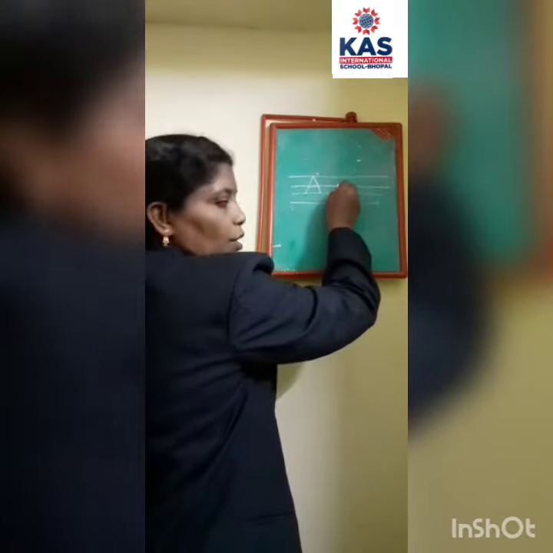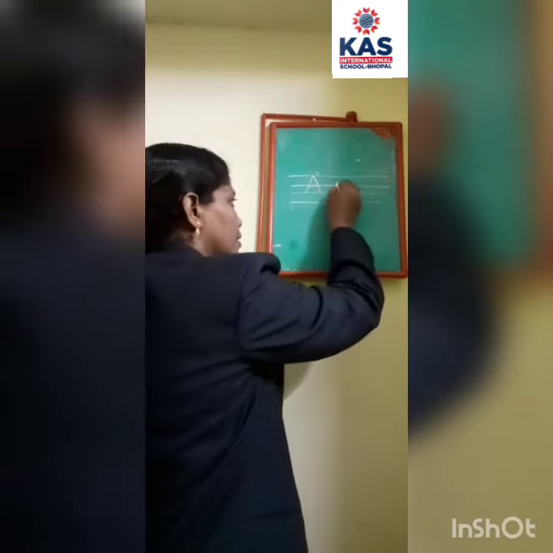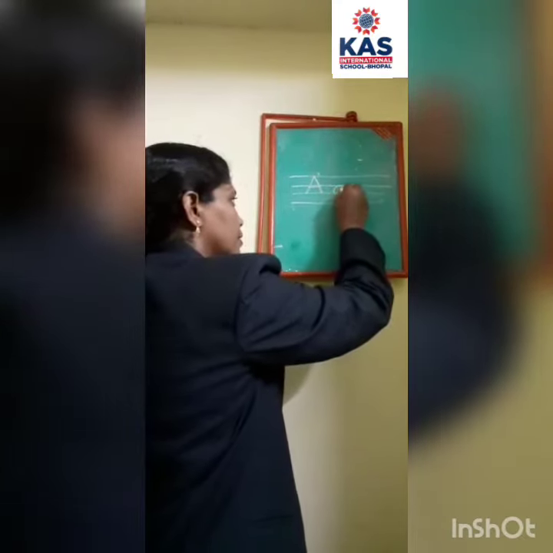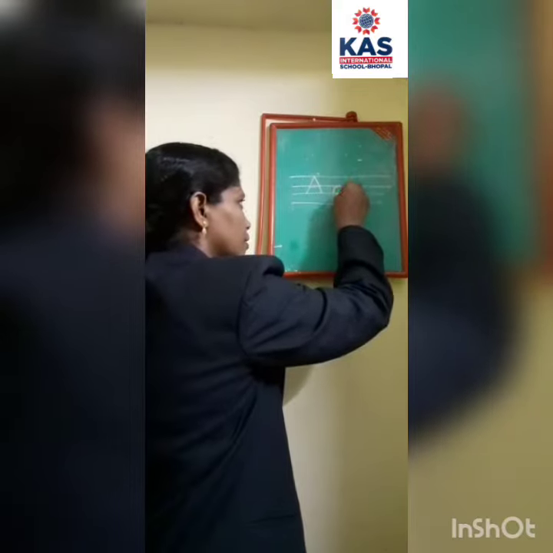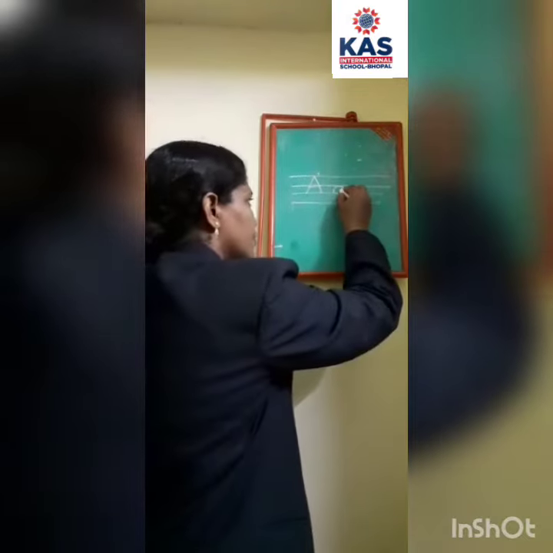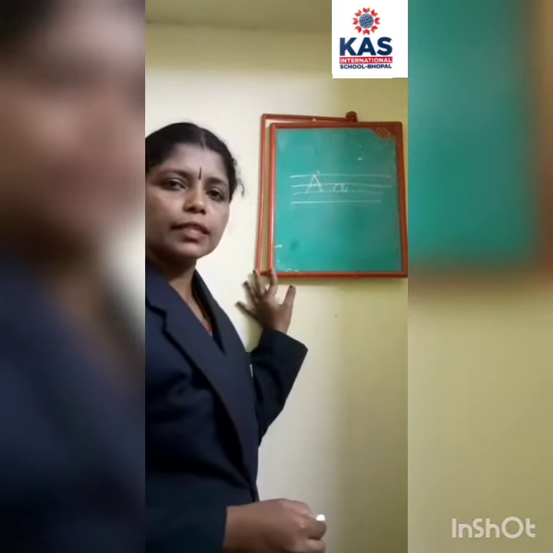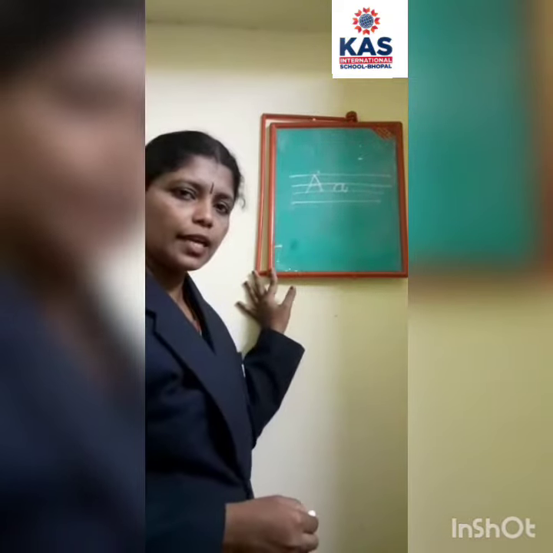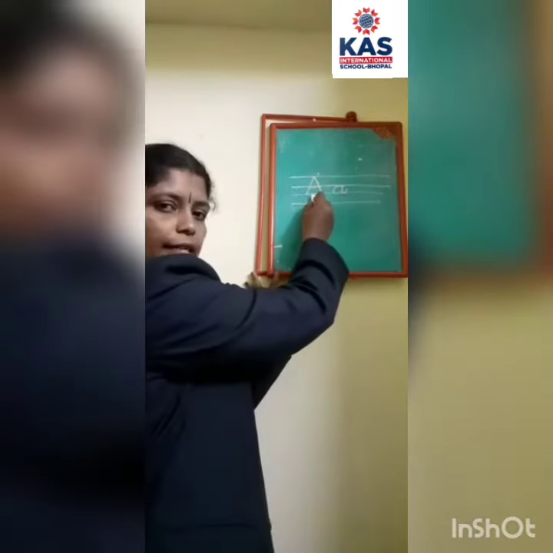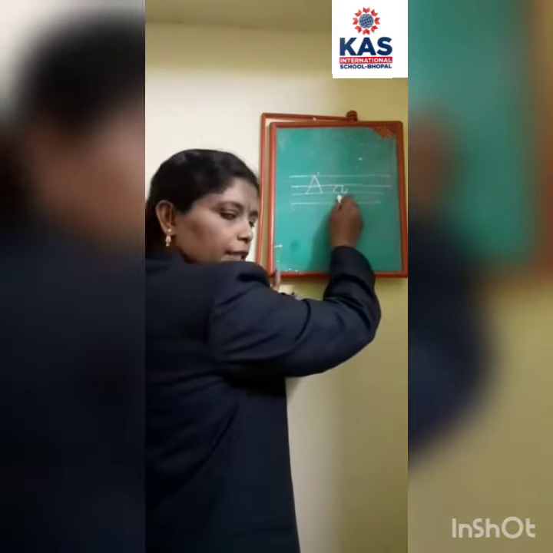Next, small letter a. Curl, one more curl. Which letter? A for apple. Small letter a. Okay. Capital letter A. Small letter a.